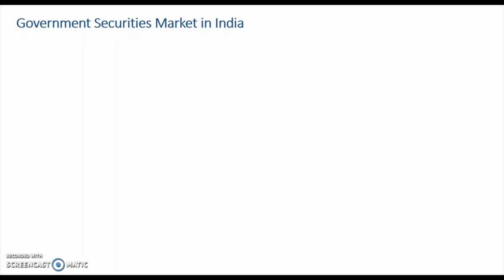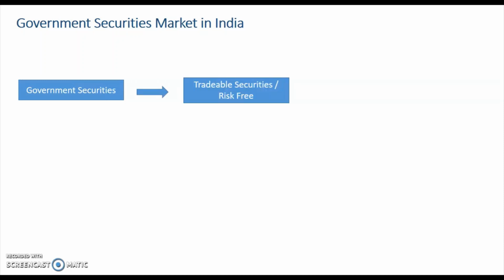But now let's start from the basics. Let us start by discussing what a government security is. Simply put, a government security is nothing but an acknowledgement of the government's debt obligation. It is a tradable instrument, and more often than not we refer to government securities as risk-free securities. This is because of the sovereign nature of the instrument, and in India, either the central government or the state government can issue government securities.